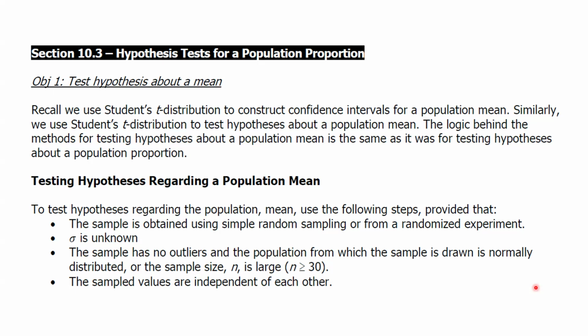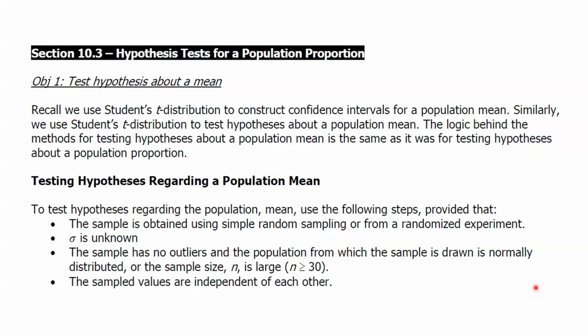Welcome to section 10.3, hypothesis test for a population mean. Objective 1, test hypotheses about a mean. So recall, we use the student's t-distribution to construct confidence intervals for a population mean. Similarly, we use student's t-distribution to test hypotheses about a population mean.